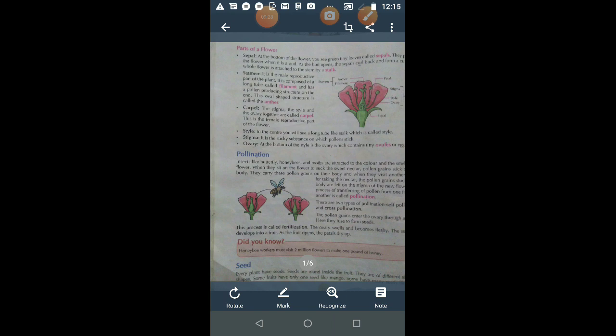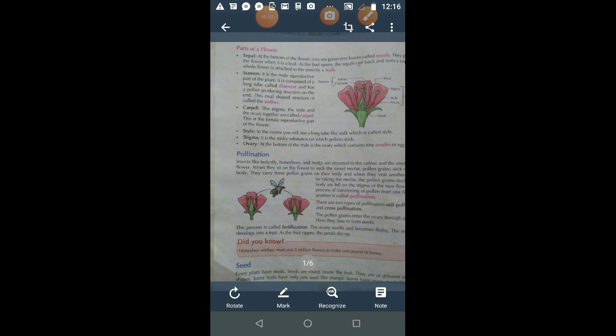So what is stamen? Stamen is also known as the male reproductive part, and it consists of a filament, which is a thread-like structure, with the circular structure, the anther, on the top. And what is inside the anther, student? Pollen grains. Is it clear? Now pollen is produced by the anther, which contributes to the male reproductive process of the plant. Is it clear?